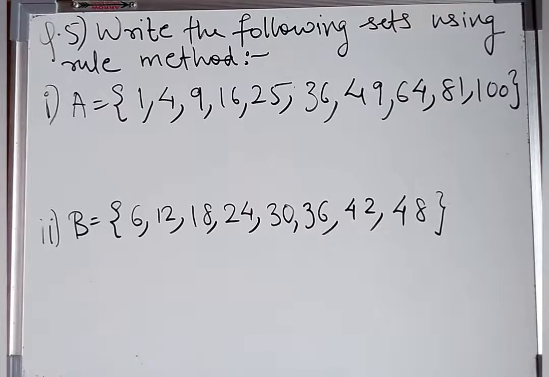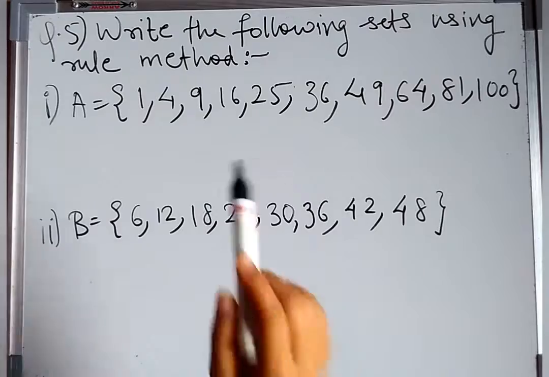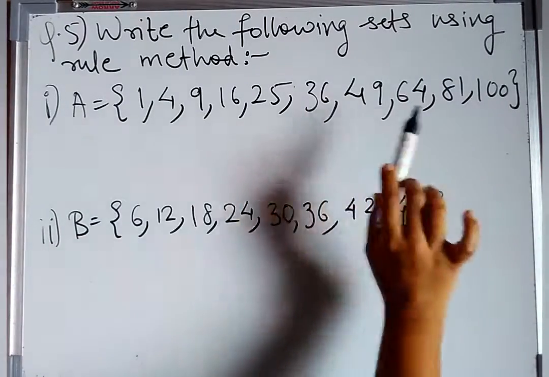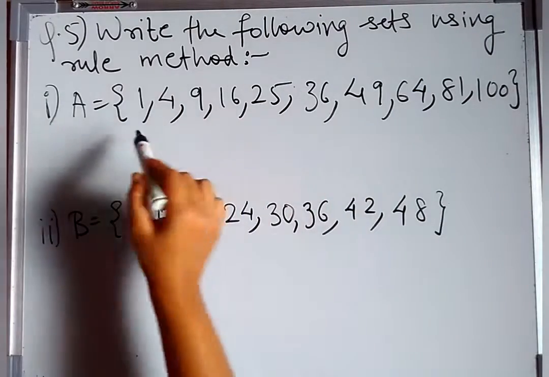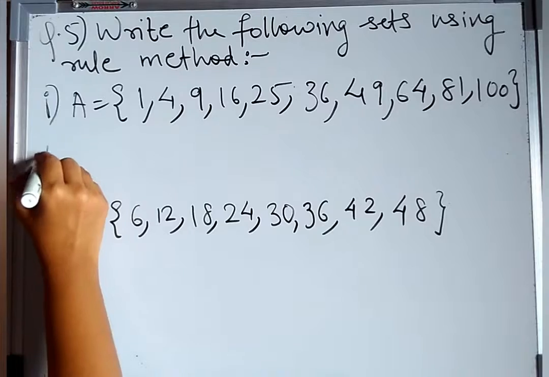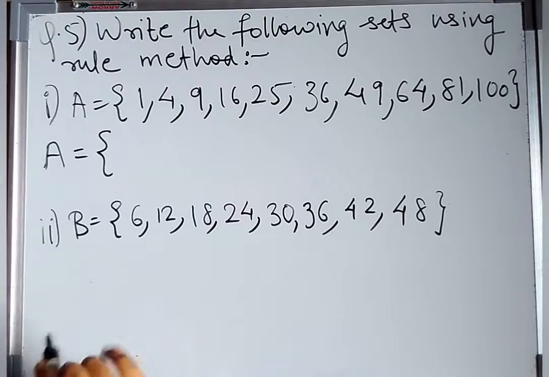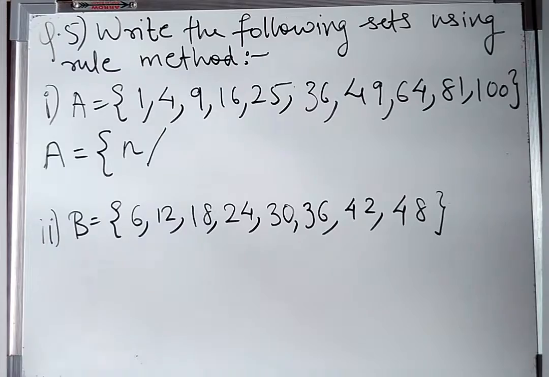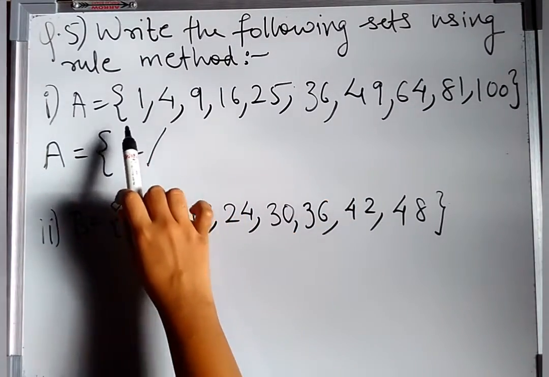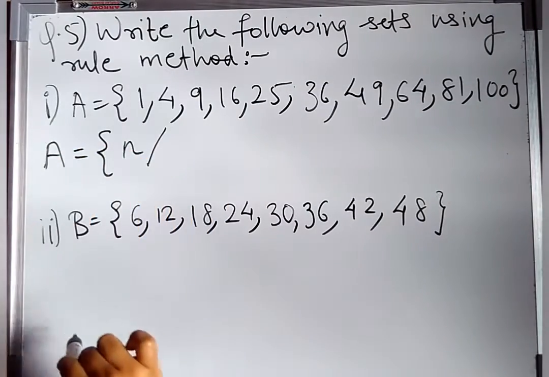Okay, now let's discuss question number 5, that is write the following sets using rule method or set builder method. Here they have given a list of elements 1, 4, 9, 16, 25, 36 and so on. Now I have to express this set using rule method. That means I have to use a general term for denoting the elements, and then I have to write what rule this particular term has to follow so that it will be an element of this particular set.